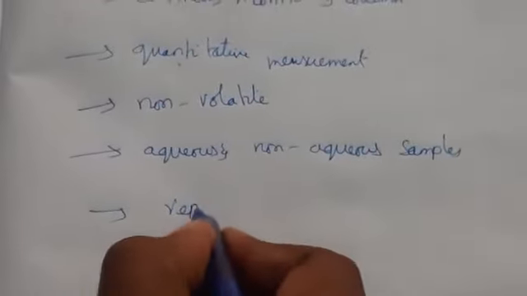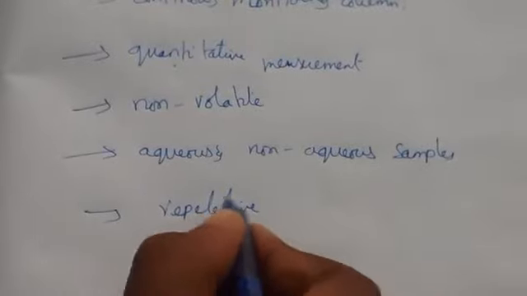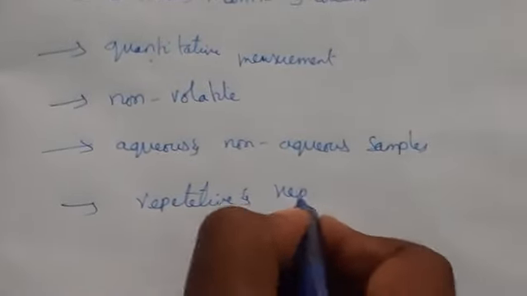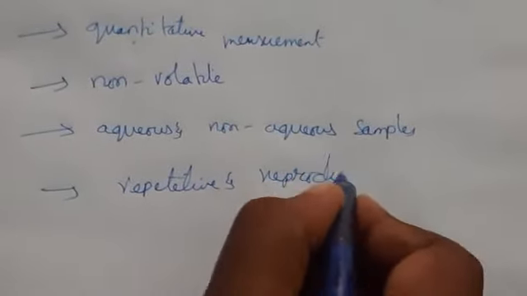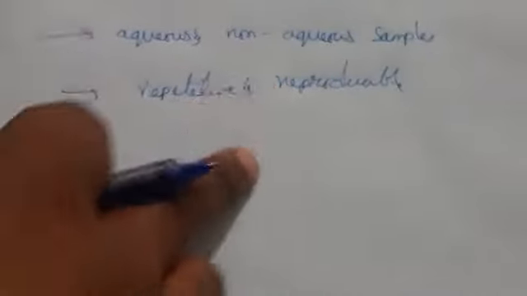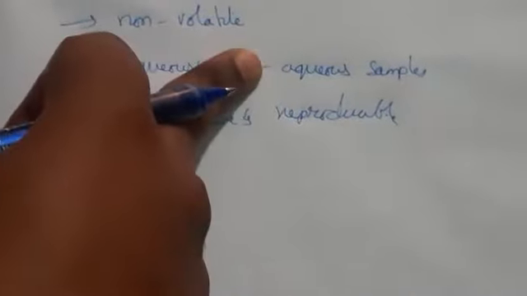It can also be used for repetitive and reproducible work. Repetitive means it can give the compound again, and it can also reproduce the compound. So these are the advantages, applications, and principle of HPLC. By this we have completed the HPLC technique.